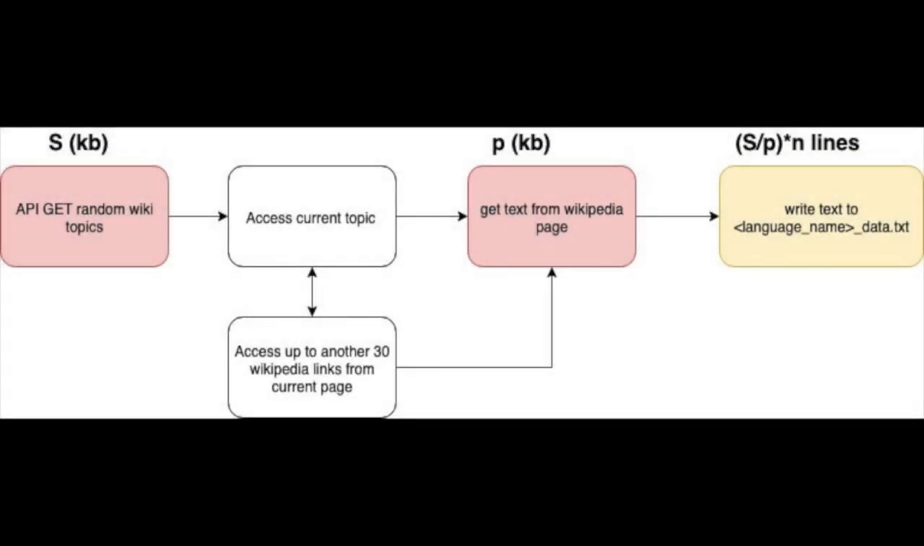The crawler makes an API request for random Wikipedia topics. For each of the topics in the returned list, we gather textual data from the page and then recurse on up to 30 links embedded in that page. For each page visited, the crawled data is stored in the appropriate text file for that language.